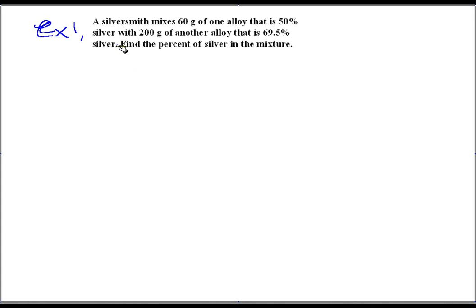Okay, so let's go and try this one. All right, let's look at this example here. A silversmith makes 60 grams of one alloy that is 50% silver with 200 grams of another alloy that is 69.5% silver. Find the percent of silver in the mixture. So I want to know the percent concentration of silver in the mixture now. All right, so let's go and make a table once again. So let's identify the types of material that we're mixing here.